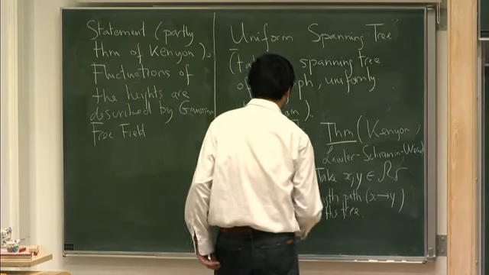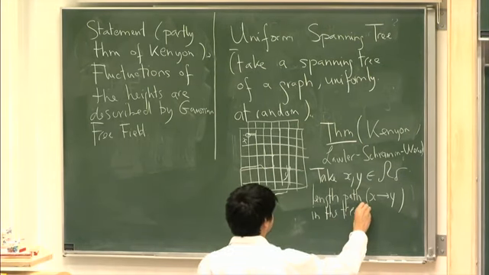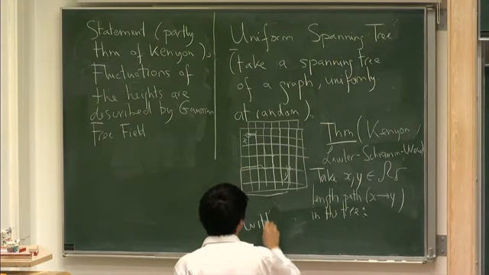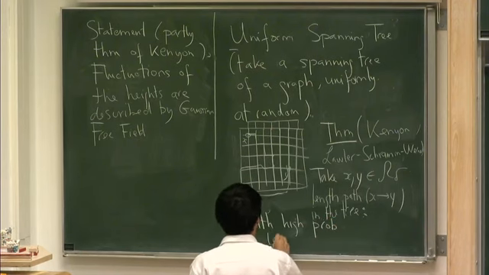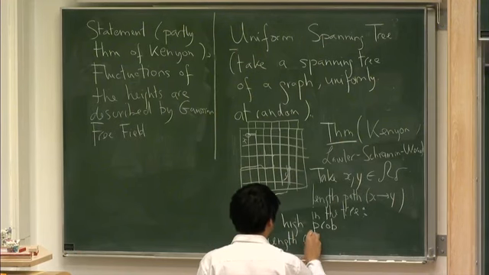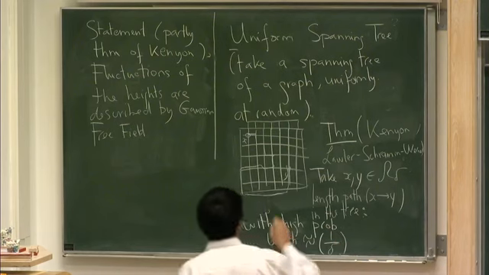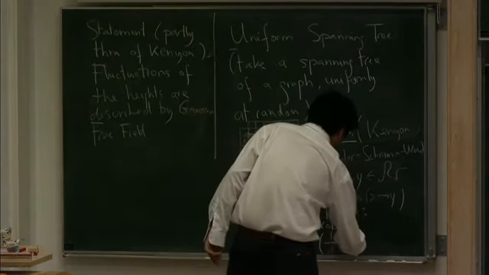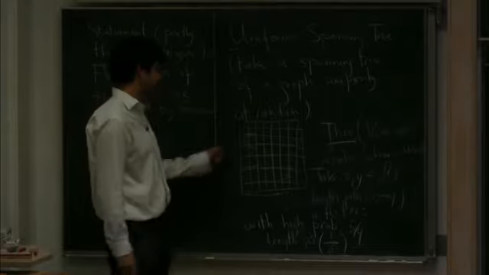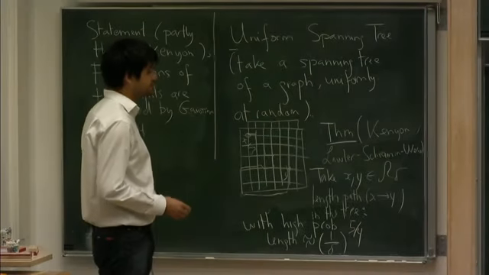And the answer is that, with high probability, this length behaves like 1 over the mesh size, so the size of a little square, to the power 5 over 4. So it's not quite as short as a straight path, but it's not so long.